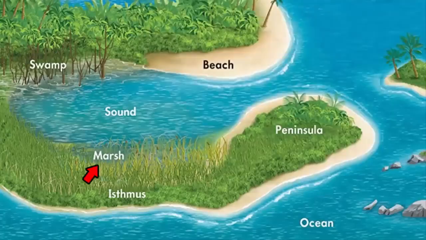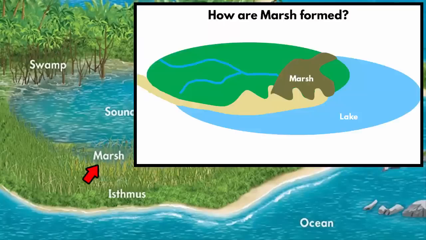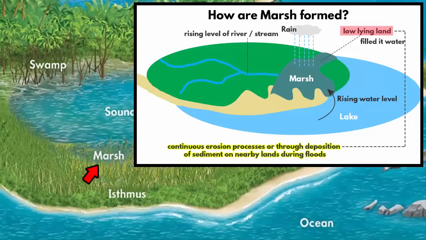The next term is marsh. It is basically a wetland. If you look at the area, it is a low-lying land which gets filled with water during rainy season or from rising water levels of a river, lake or stream. And how does a land become a low-lying land? Through continuous erosion processes or through deposition of sediment on nearby lands during floods.